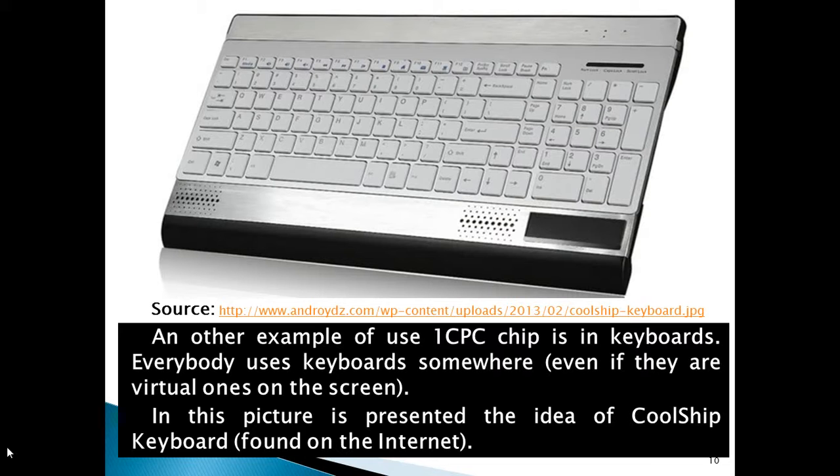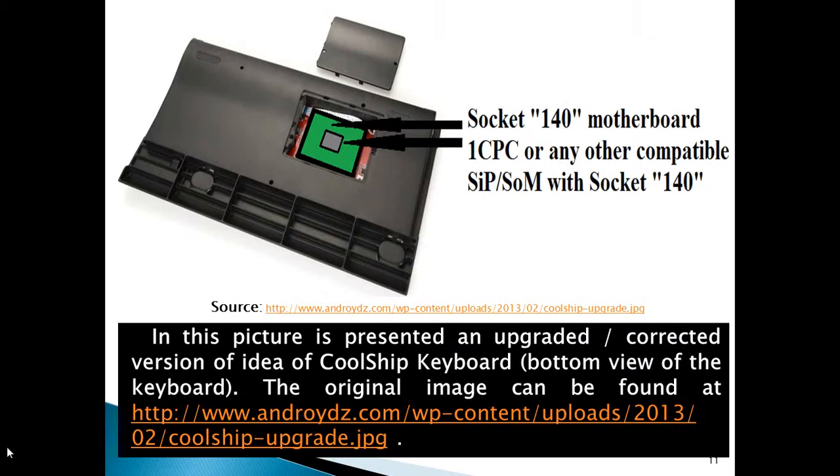Another example of use of the 1CPC chip is in keyboards. Everybody uses keyboards somewhere, even if they are virtual ones on the screen. In this picture is presented the idea of a cool chip keyboard found on the internet. In this picture is presented an upgraded, corrected version of the idea of the cool chip keyboard, the bottom view of the keyboard. The original image can be found at the next link.